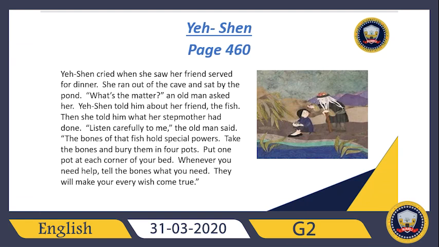So you see, the fish was magical. Do you remember I told you that this is a fairy tale, and in a fairy tale you always have some magical characters. So in this story, the fish is magical. She has magical powers, and the old man tells Yishen to bury the bones of that fish in 4 pots. Now let us see what happens next.